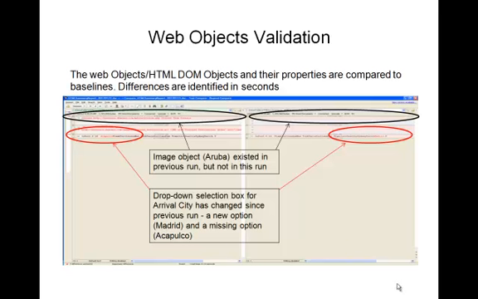In this example, we see two differences. In black, we see an image object, Aruba, that existed in a previous run, but not in the latest run. In red, we see the drop-down box selection for the arrival city has changed since the previous run. A new option on the right, Madrid, is there, but in the earlier run, Acapulco was there.